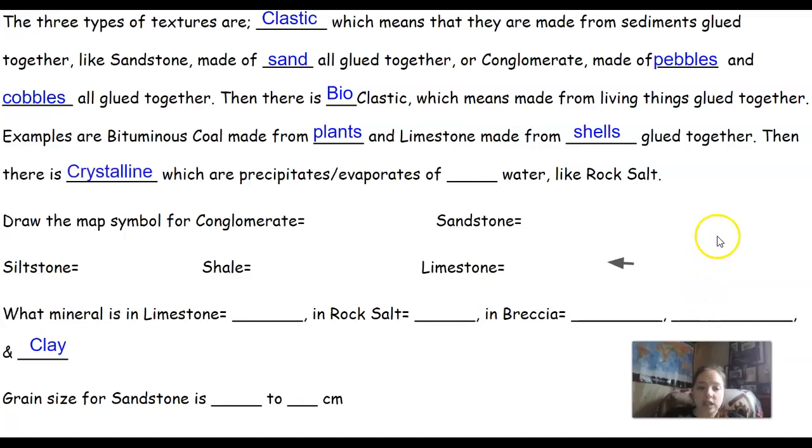Then there is crystalline. This is where you have precipitates or evaporites, like salt water, rock salt, halite. And then you've got rock gypsum, made from gypsum. And then you've got dolostone, made from dolomite. These are all stuff that precipitates out. That means the water had so much of the minerals in it that the minerals literally drop out because there's so much and so heavy.